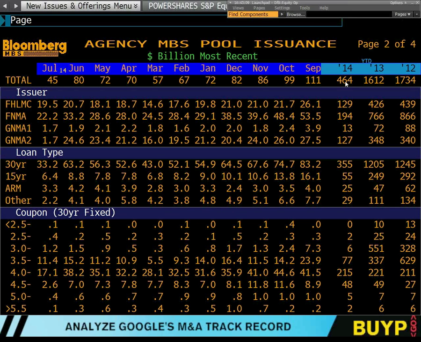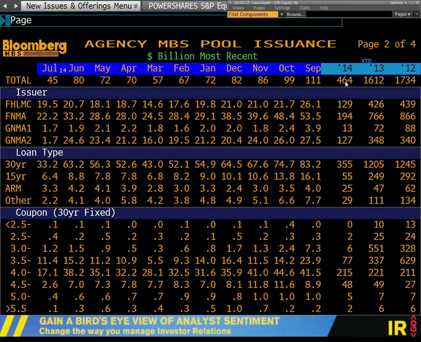Yeah, I mean, if you look at what Michael put up, that opens up other places. Michael put up the agency mortgage-backed security pool issuance, which you can see in 12 was 1.7 trillion, and in 13 it was 1.6 trillion, and this year through month 7 we're at 464 billion. That's a material drop-off in supply.